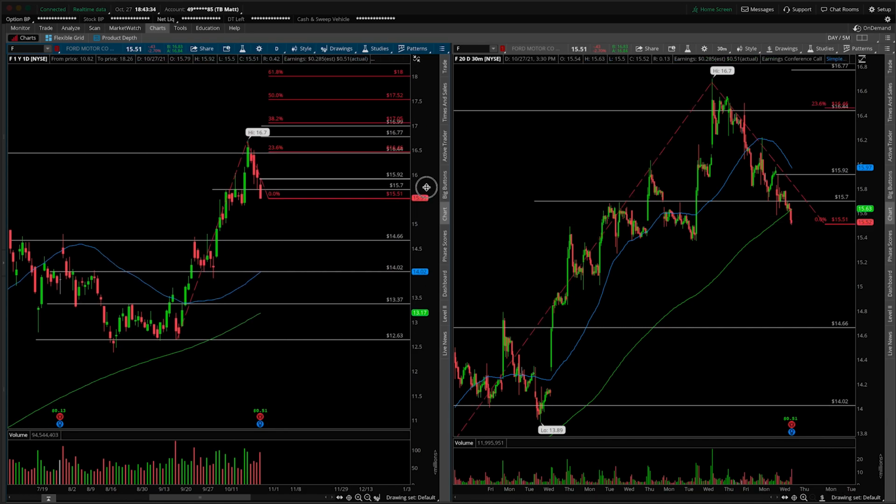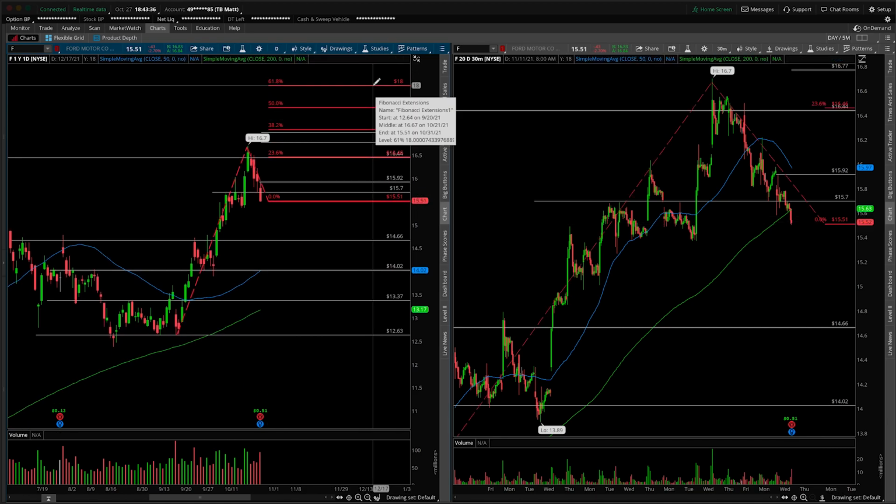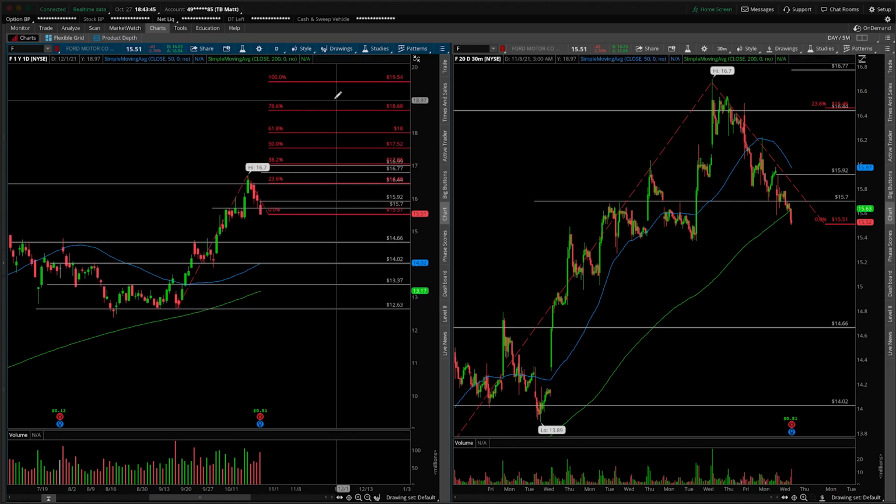The first number we always focus on is the 61.8. That's at 18 even. And again, these numbers are just abstract. It's where sellers could show up. It's not a guarantee. So 18 would be the upside target from this. And then after that, it's always the 100% extension up there at 19.54.